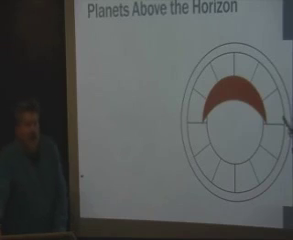Once you're familiar enough with this geography, this layout of a chart, you can easily come up with that information. So planets above the horizon are any of the planets that fall in these houses, which are 12, 11, 10, 9, 8, 7. Now, what do we say about planets above the horizon?